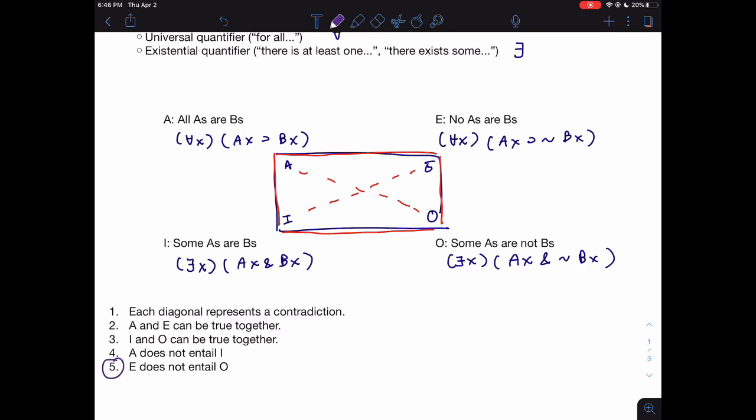Similarly, E does not entail O for exactly the same reason. So from the fact that no A's are B's, we cannot conclude that some A's are not B's, because there might not be any A's in the first place. And in order for this sentence to be true, there must be at least one thing that is an A so that it can also not be a B. Okay, again, existential quantifier implies existence. Universal quantifier does not.